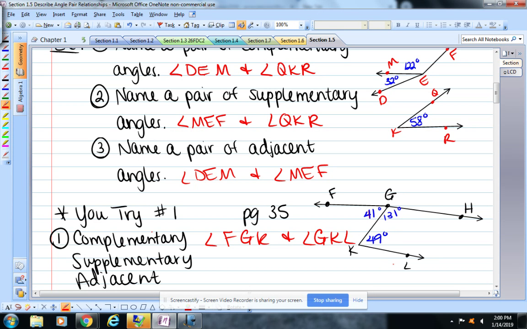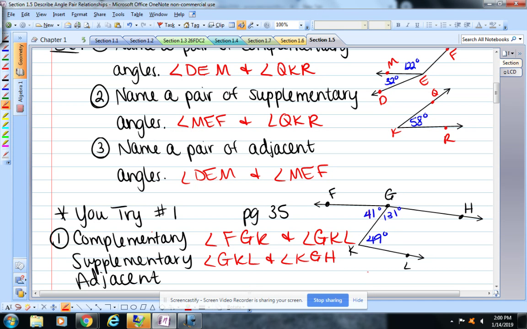Now again, when you write these, you can write them in other order as long as the vertex is in the middle, right? Now good? Good job. Supplementary. What does supplementary mean? They add to make 180. So which ones do that? GKL. And which one? KGH. That's 131. Yep. So raise your hand if you got those two for supplementary.